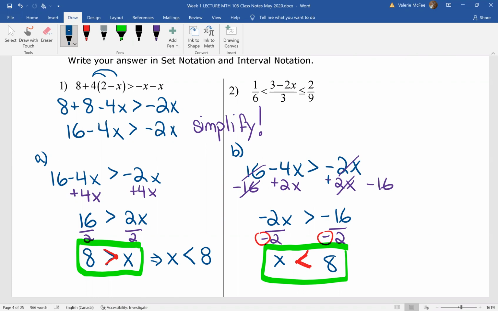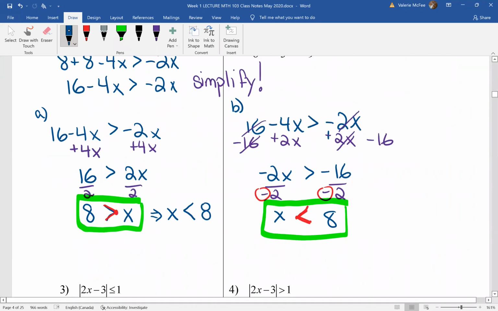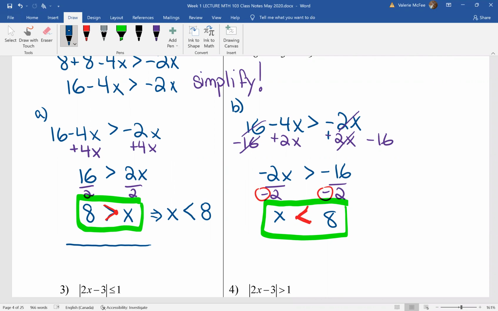The nice thing about having x on the left side is it tells me which direction to shade, because I wanted you to put your answer on a number line. We can see that x is less than 8, heading towards negative infinity. Not equal, so remember when it's not equal, we use an open or round bracket.